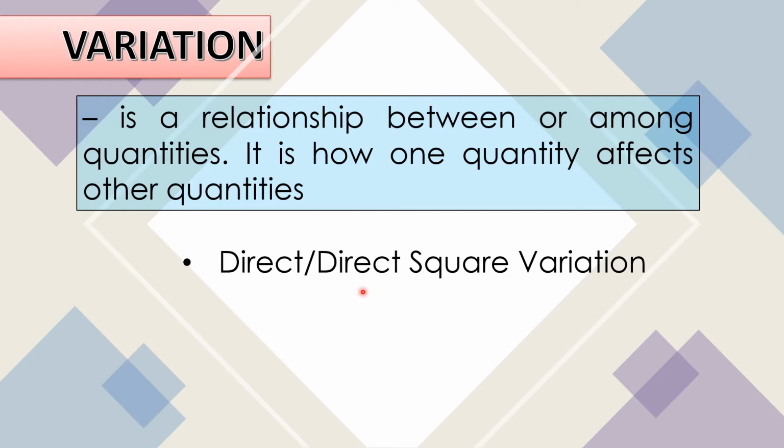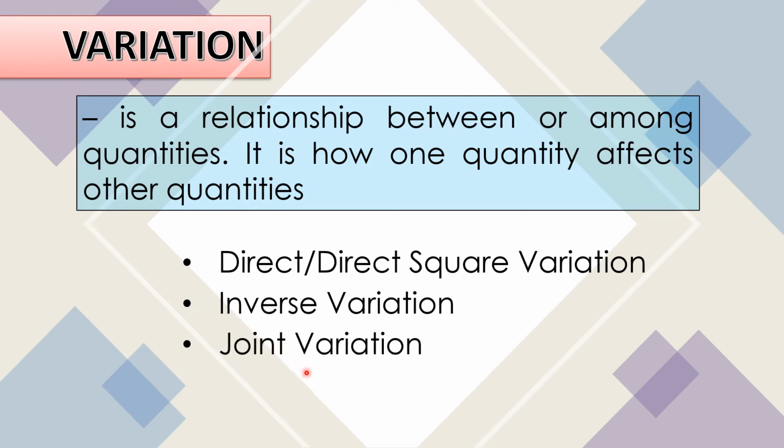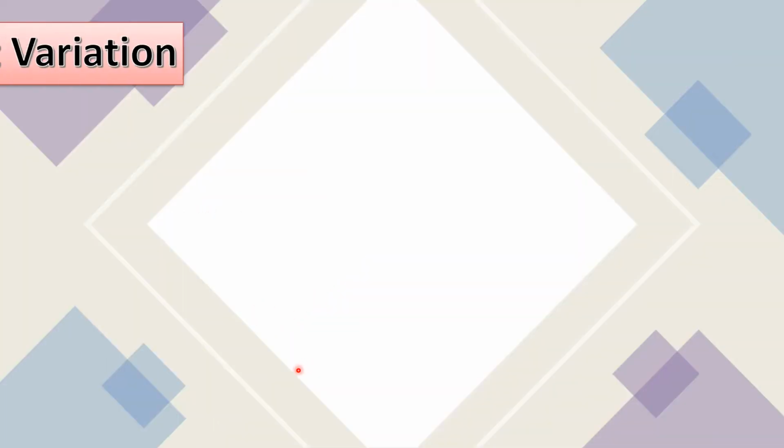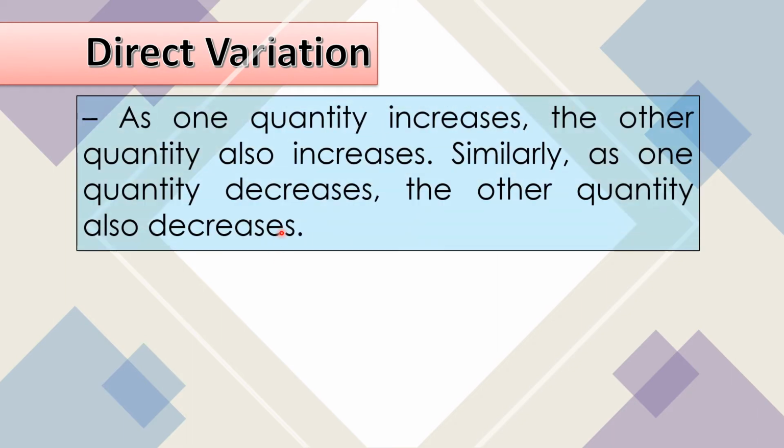First, we have the direct or direct square variation. Then, inverse variation. Then, joint variation. Then, combined variation. We have 4 different types. But in today's video, we're going to talk about direct and inverse variation only. Direct variation, as one quantity increases, the other quantity also increases. Similarly, as one quantity decreases, the other quantity also decreases. So, ang direct variation, basta kapag tumaas yung isa, dapat tataas yung isa.